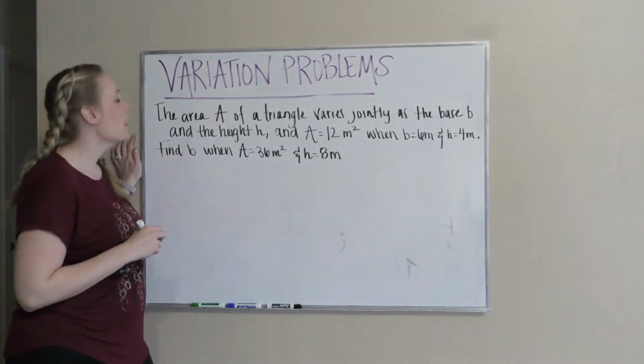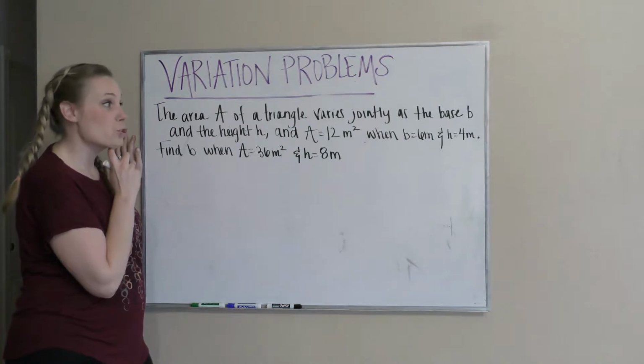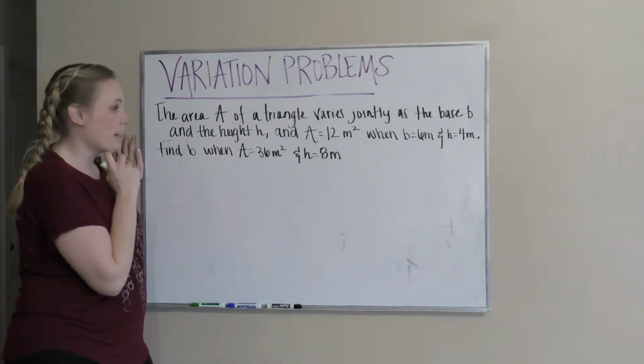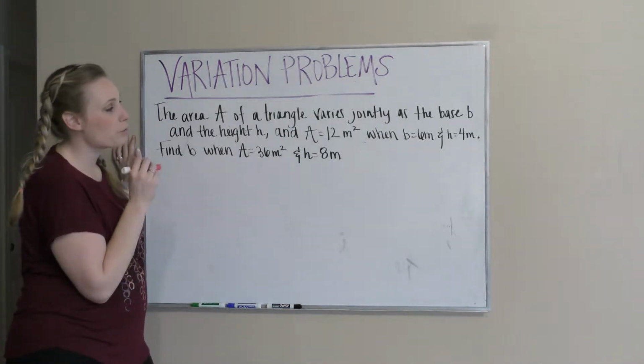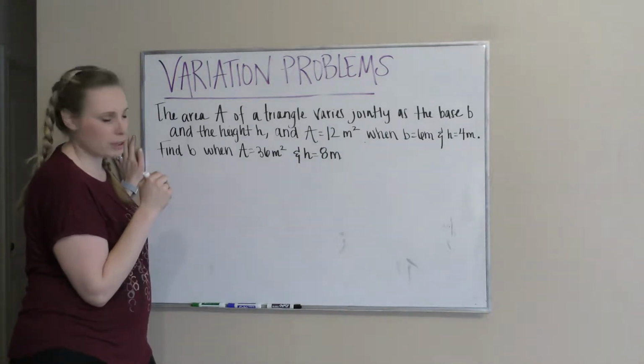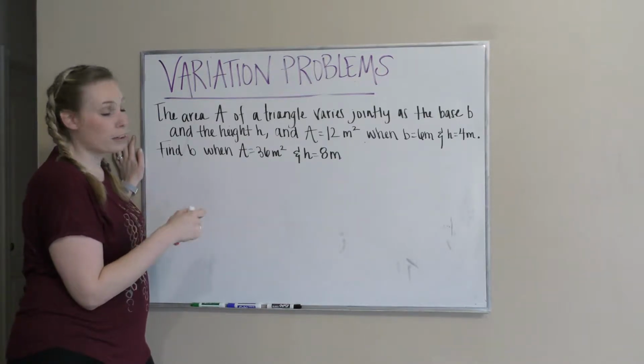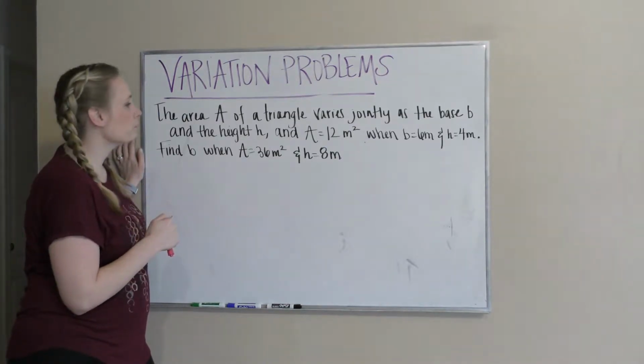Do this now. The area A of a triangle varies jointly as the base B and the height h. And A equals 12 meters squared when B equals 6 meters and h equals 4 meters. Find B when A equals 36 meters squared and h equals 8 meters.